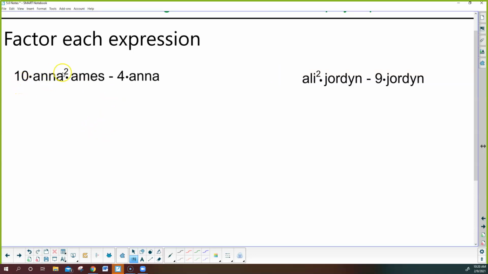Okay, so what if I have 10 Anna squared times Ames minus 4 Anna, and I tell you to factor? I've got two pieces, right? They're separated by subtraction. So I want to think, what do they both have in common? Well, let's look at 10. 10 is 2 times 5, and 4 is 2 times 2, so I can pull a 2 out. And then what do they also have in common? They have 1 Anna in common. And what's left over is, if the 2 is out, and I've got a 5, I'm not going to have enough room to get this in.